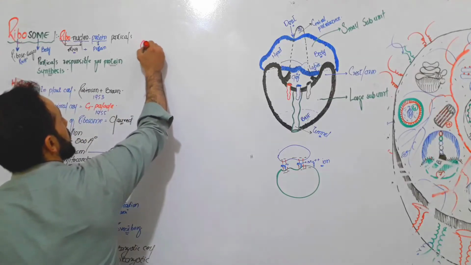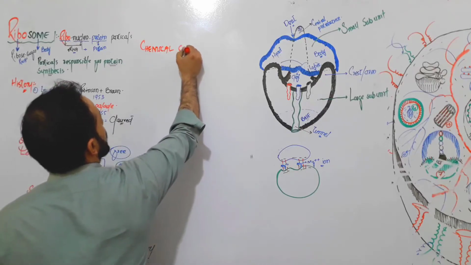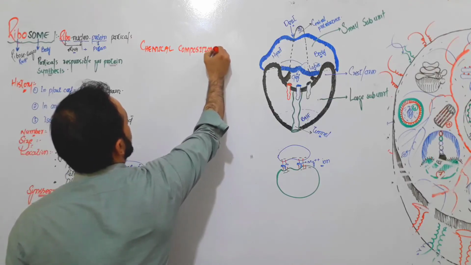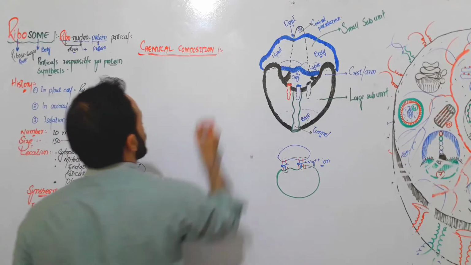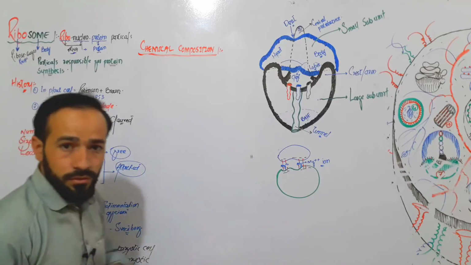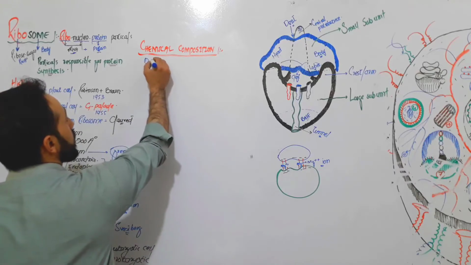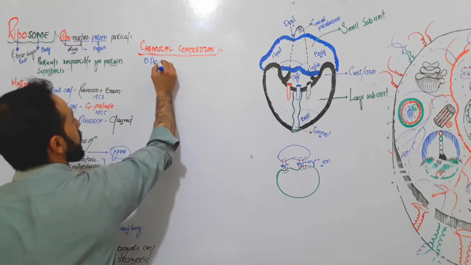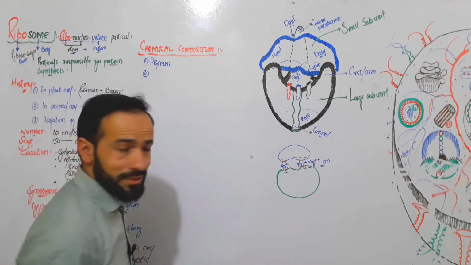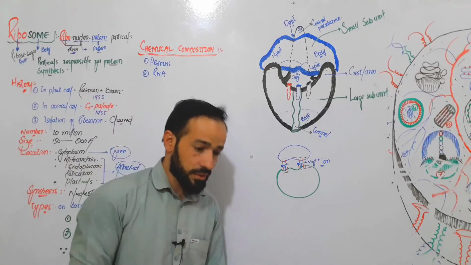Right, let me write here: chemical composition. Chemically, you know that ribosome is made up of 2 important factors, right? As you know, we had told you that ribosome is chemically made up of 2 important factors. The first one is proteins, right? And the second one, the most important thing, is RNA, ribonucleic acid. And which RNA?